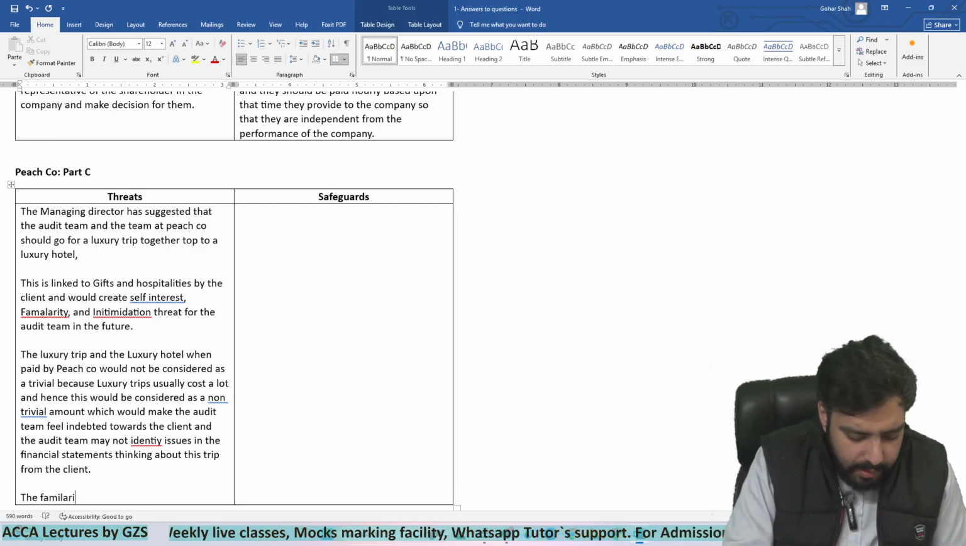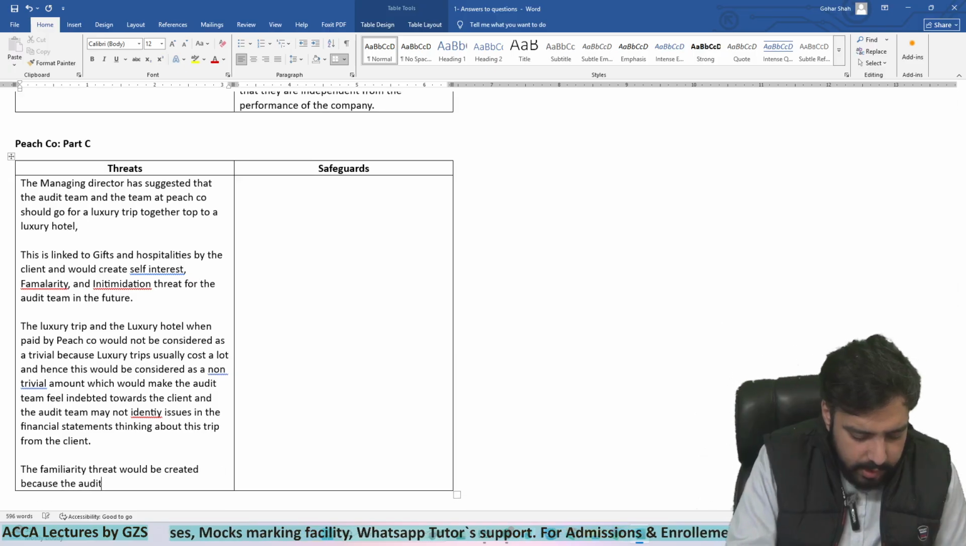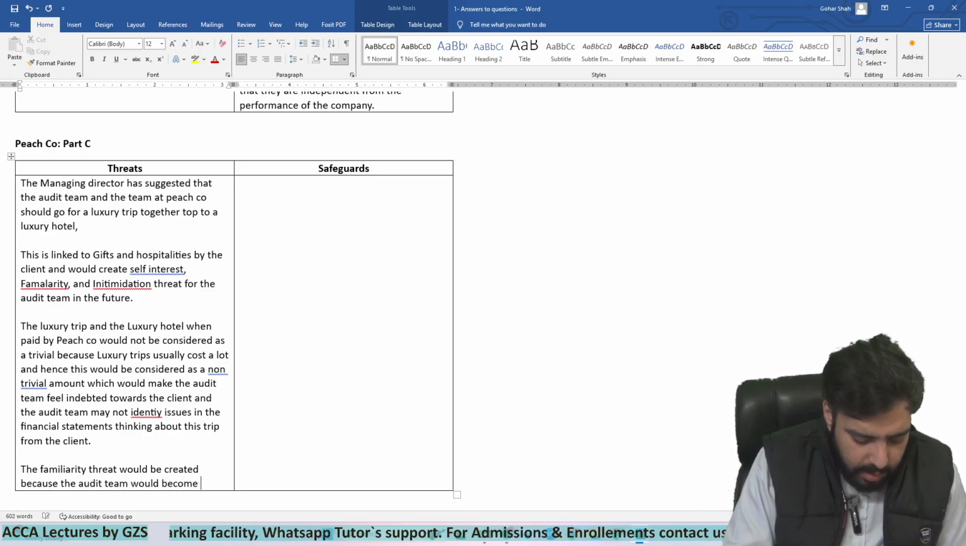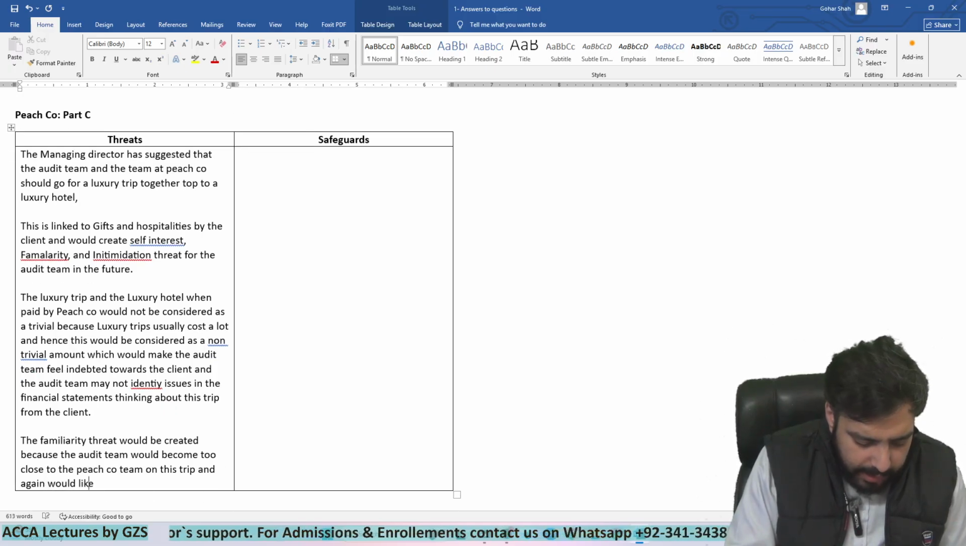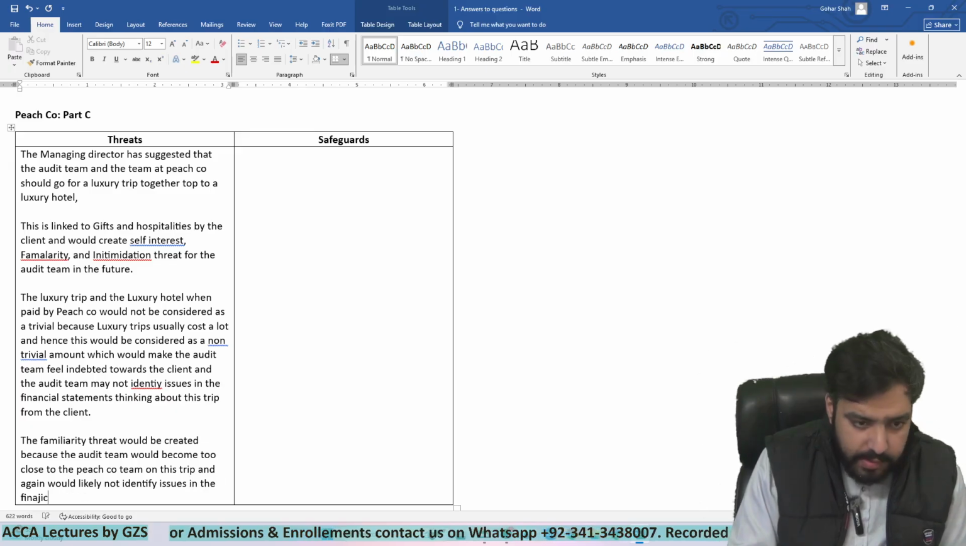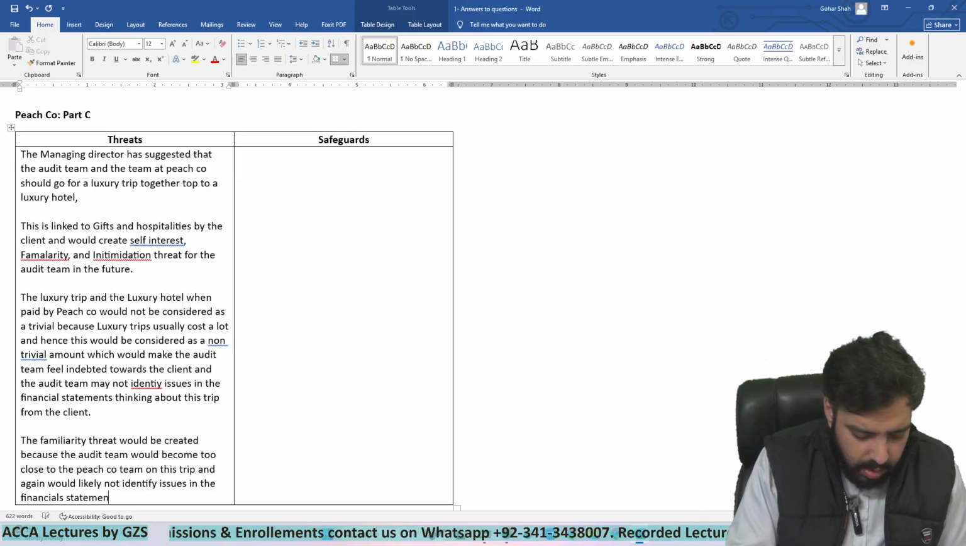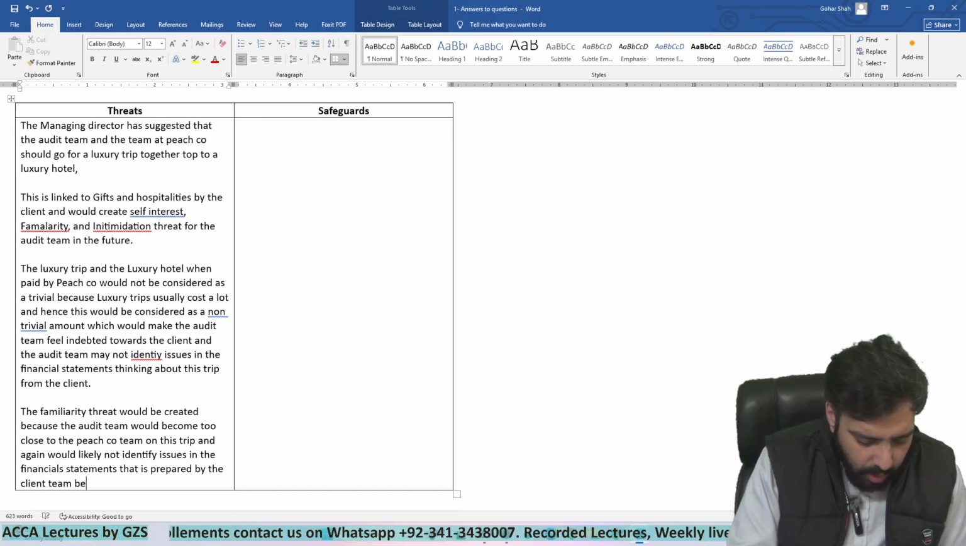The familiarity threat would be created because the audit team would become too close to the Peach Corporation's team on this trip, and again would likely not identify issues in the financial statements that are prepared by the client's team because they would be close to them.